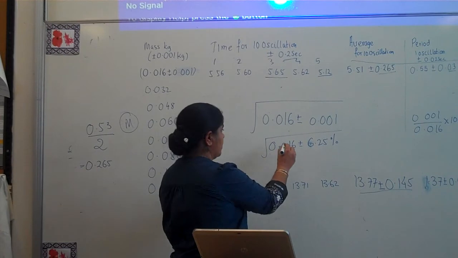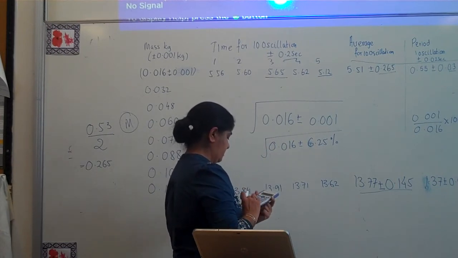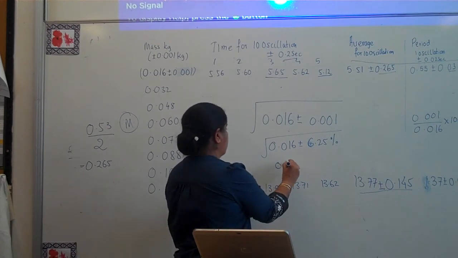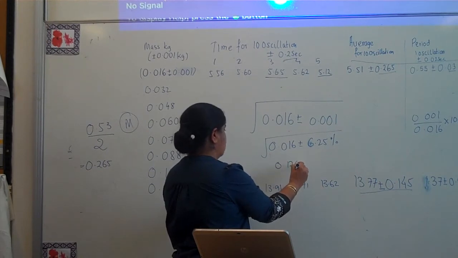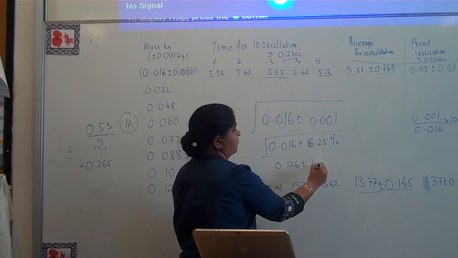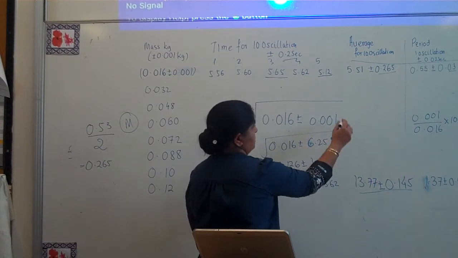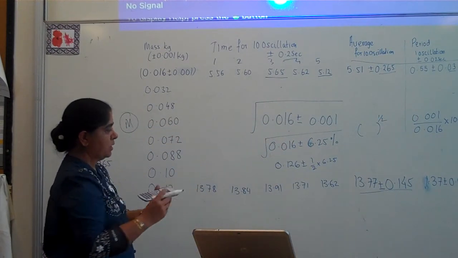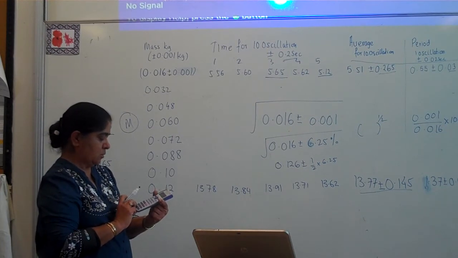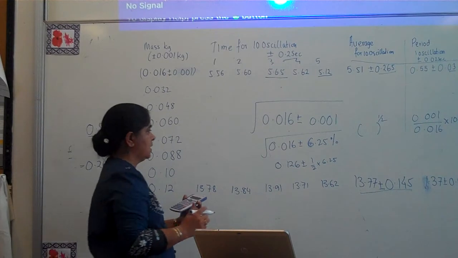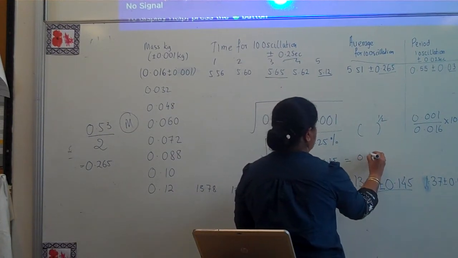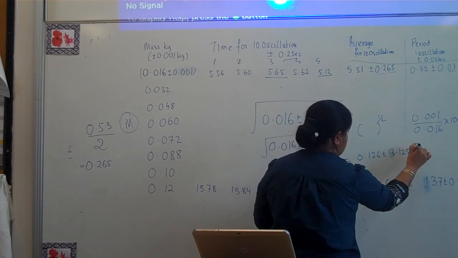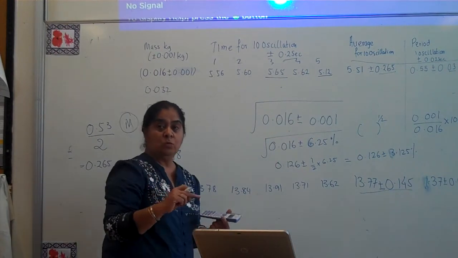So now what we do is square root of 0.0061.16, which is 0.126. I'll leave that here at present. And half of 6.25, because the power is raised to half. That's what the square root means. So that's why I'm dividing 6.25 by 2. So I get 3.125. 0.126 plus and minus 3.125%. It is still a percentage. Now I'm going to change it back to original form.